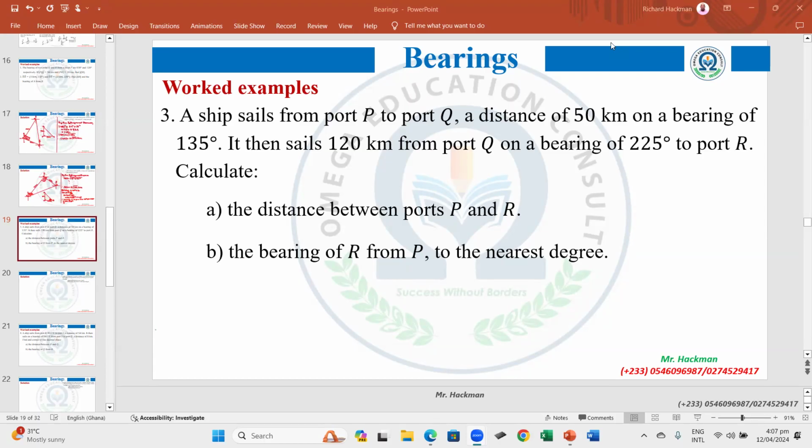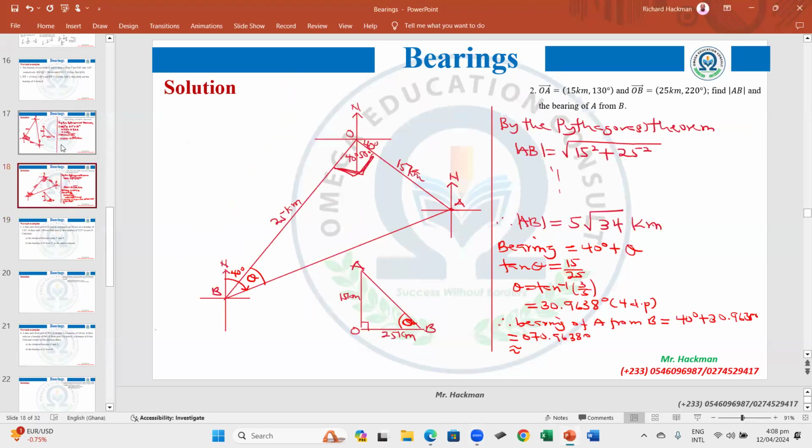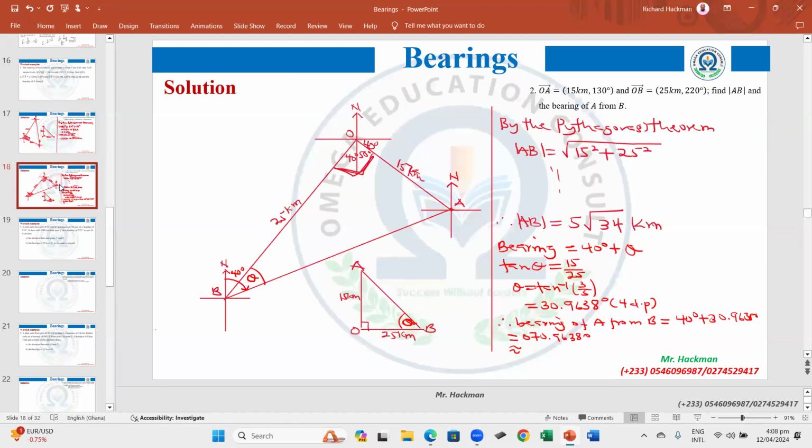And in today's lesson, we are going to continue from where we left off on the lesson on bearings. So today's lesson is going to be lesson 2 of bearings. In our previous meeting, we had a look at these two questions. The first one, we were asked just to find the distance. The second one, we were asked to find the distance and what? And the bearing. So now let's look at the third question.